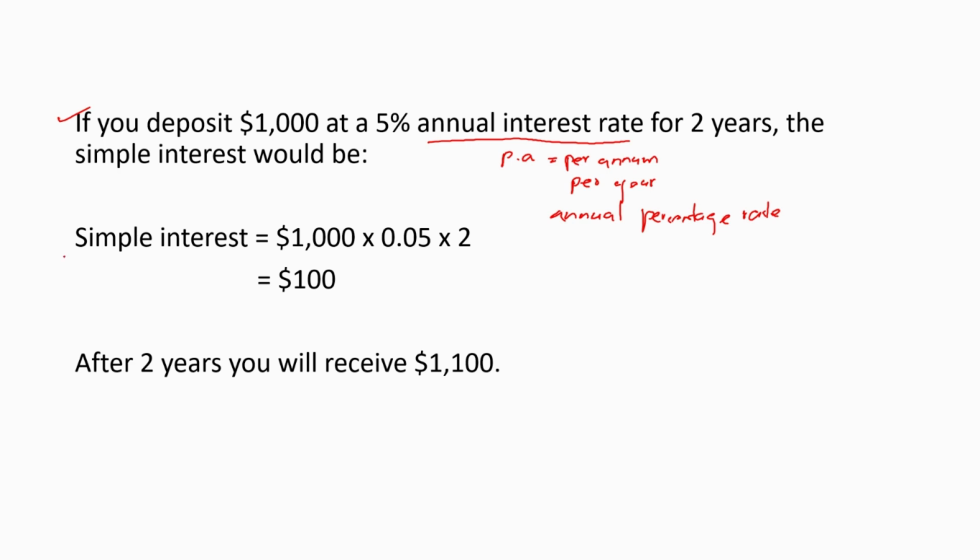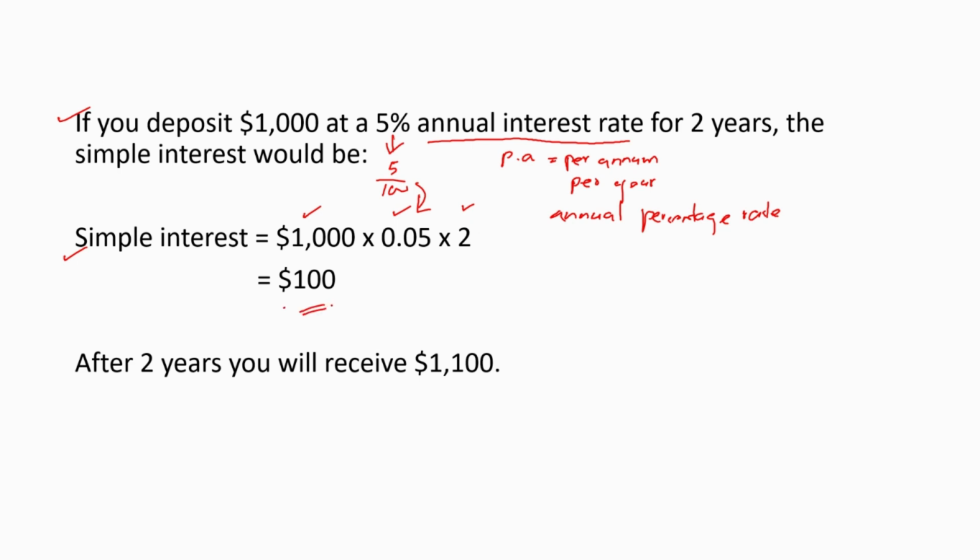So let's calculate the simple interest. It equals the initial amount, which is $1,000, multiplied by the interest rate. This is the decimal value. As I said earlier, you have to convert this percentage value into a decimal: 5 divided by 100, which is 0.05. Then multiplied by the number of years. We are depositing for 2 years, so this will be 2.